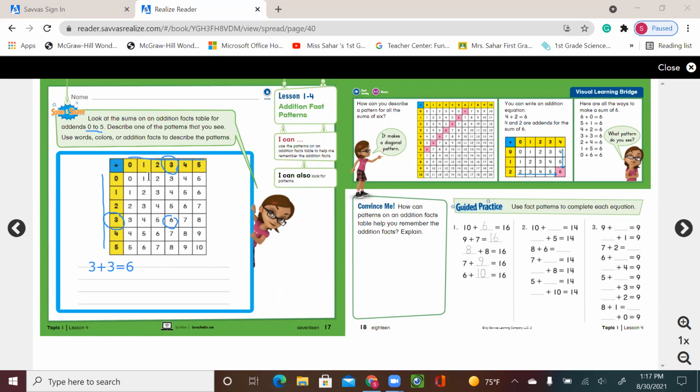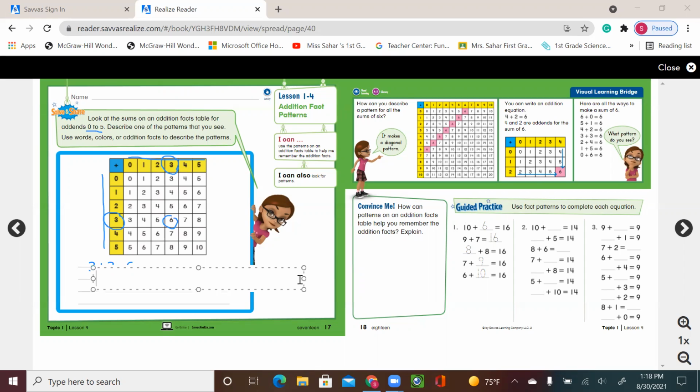Okay. Do I have another way to make 6? Yeah. This is my first addend, 3. This is my second addend, 3. What if I take 1 from the first addend and add it to the second addend? So I'm taking 1 from here. So that would be 2, right? The first addend, this one, 2.